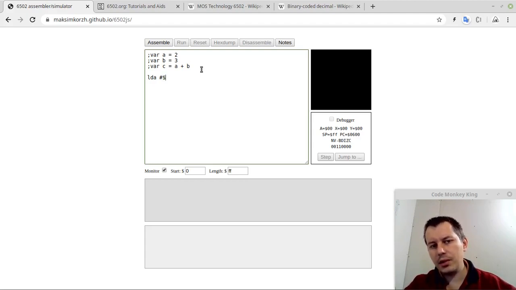The dollar sign says that the next number is hexadecimal, and it's good practice to write two digits. Each digit represents a nibble, and two digits, two nibbles, represent an entire byte. A nibble is 4 bits, a byte is 8 bits. So one digit is 4 bits, another digit is 4 bits, and together they are 8 bits, which is 1 byte. All right, so this lets us load the first value into the register A.